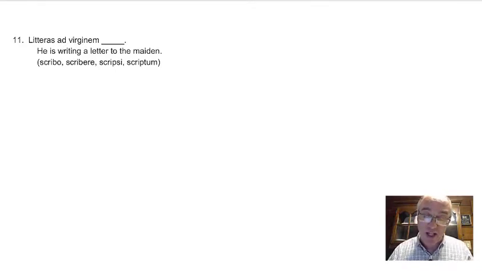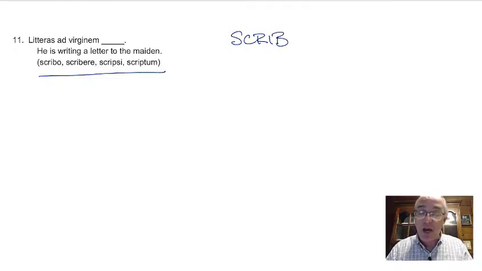Litteras ad nos scribit, he is writing a letter to us, so we want the present tense. This one is so tricky, it will drive you bananas, okay? The word, as you can see here, is scribo, scribere. So S-C-R-I-B, okay, is our stem. Well, you might want to argue scribe is your stem. And as you know, this is a third conjugation verb because it's a short ere, so that E is going to shorten up to an I. So the present tense equals scribit.